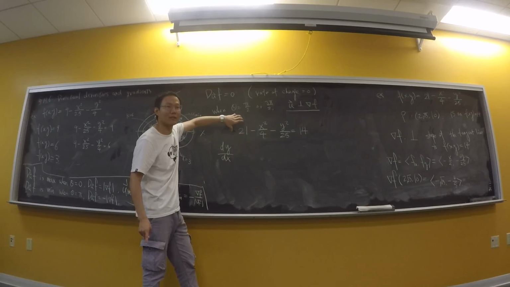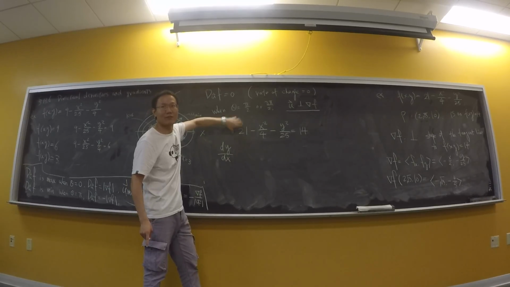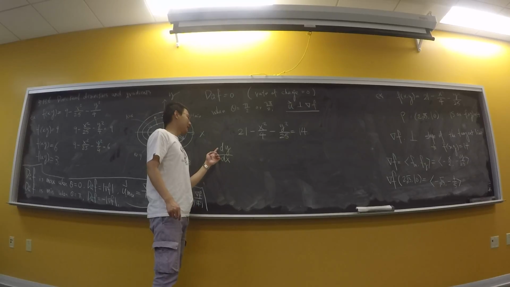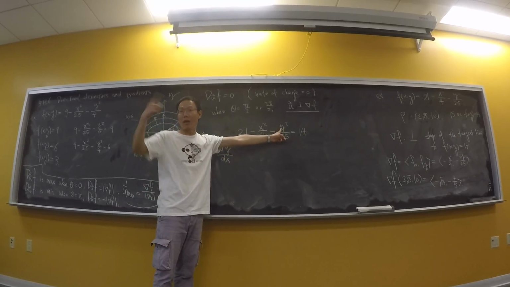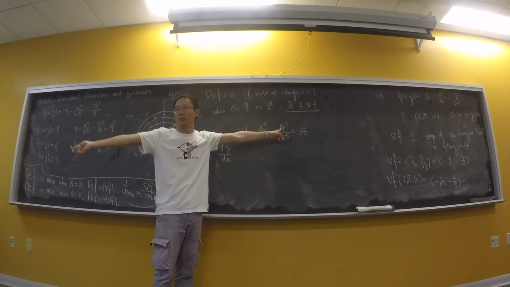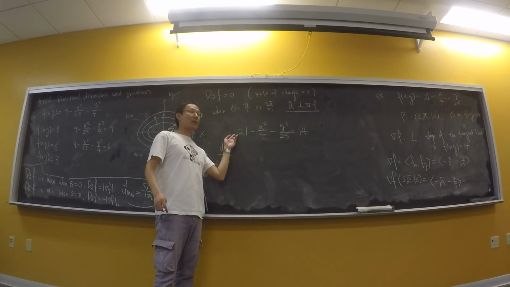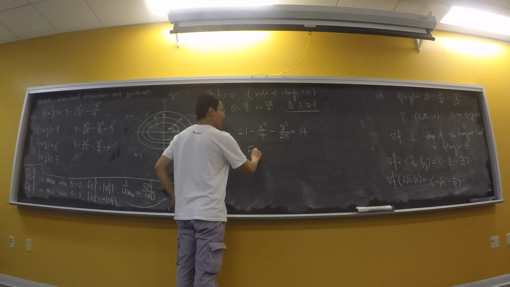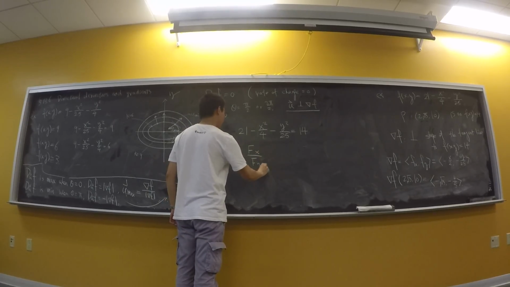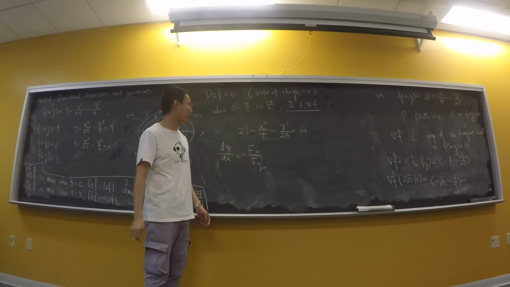What's the word I'm looking for? Implicit differentiation. If I want to compute dy over dx, one way to do that, I can solve for y. I say y is equal to a function of x, and then I take the derivative. Another way, which is much easier, is to look at a big function f of x and y, and then take the minus.